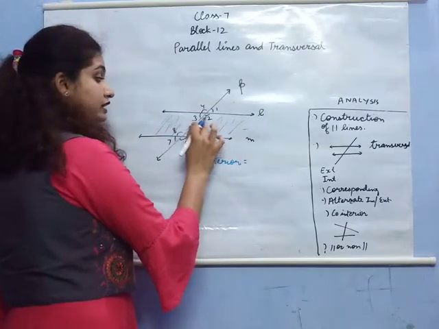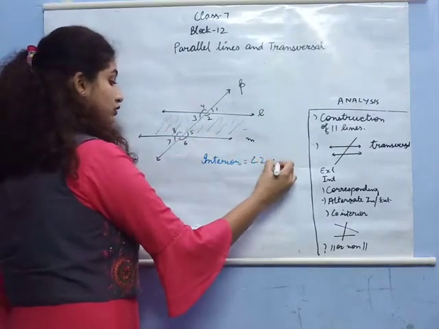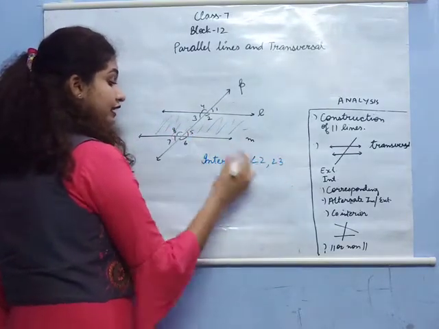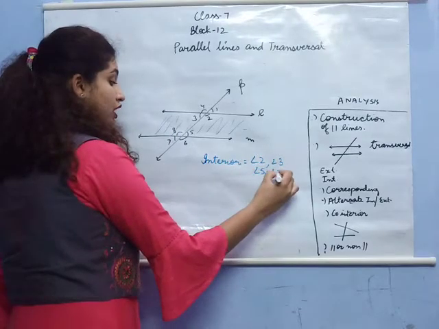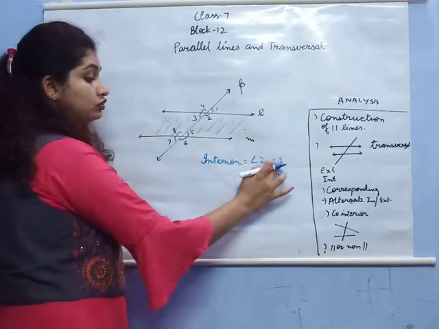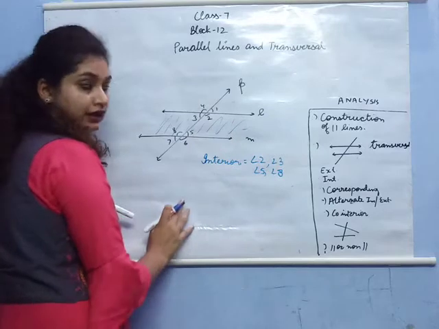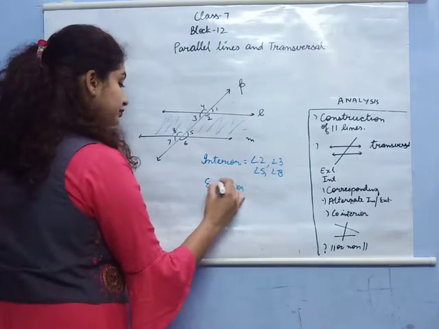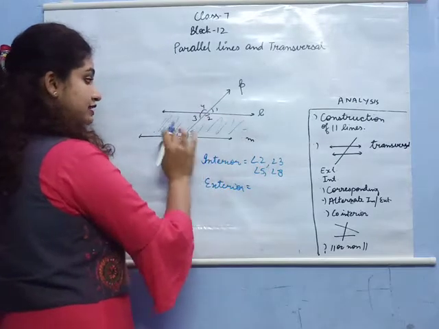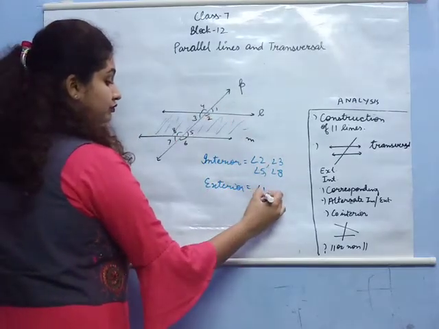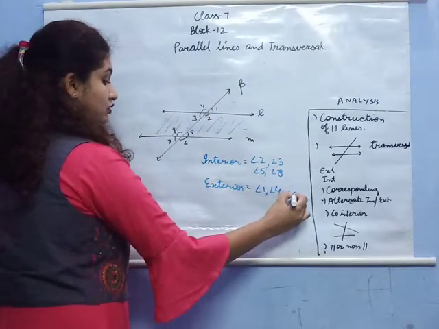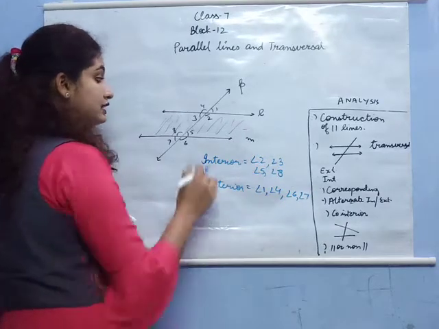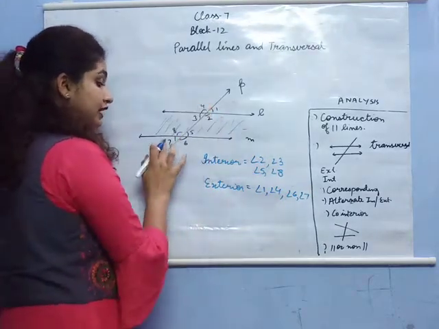So angle 3, angle 2, angle 5 and angle 8. According to this figure, angles 2, 3, 5 and 8 are the interior angles. And what about exterior angles? Angle 1, 6, 7 and 4. See, angle 1, angle 4, angle 6 and angle 7.